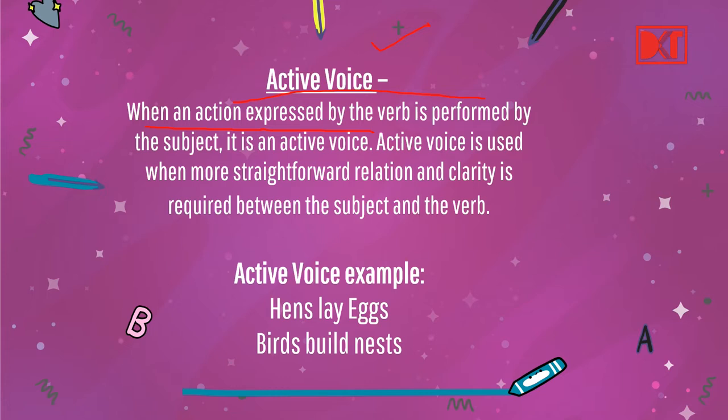So active voice is used when more straightforward relation and clarity is required between the subject and verb. मतलब active voice हम use करते हैं जब हमें straightforward sentence relations बताने हैं, एक subject और verb में clarity चाहिए. All right, now you will see these are pretty straightforward sentences. Passive voice कुछ लोगों को काफी confusing भी लगती है, but let me tell you, there's nothing to be confused about. Active and passive voice are pretty simple, pretty easy if you understand the basic concept. Basic concept kya hai hamara? Ki ek subject hai, सब्जेक्ट या तो एक्शन परफॉर्म करेगा या रिसीव करेगा. अगर सब्जेक्ट एक्शन परफॉर्म कर रहा है तो एक्टिव वॉइस हो गई, और पैसिव वॉइस क्या होगी वो हम अभी आगे देखेंगे.